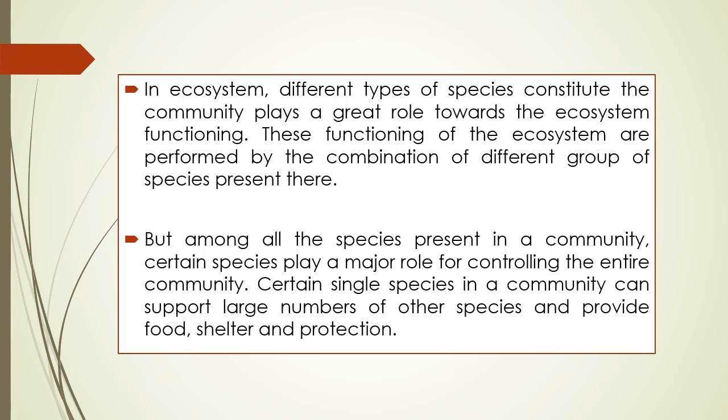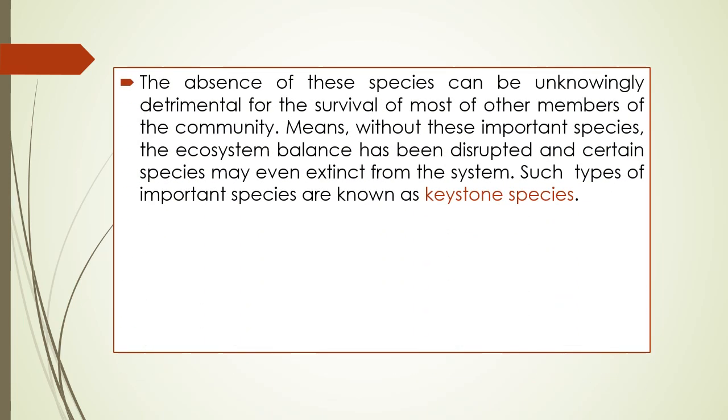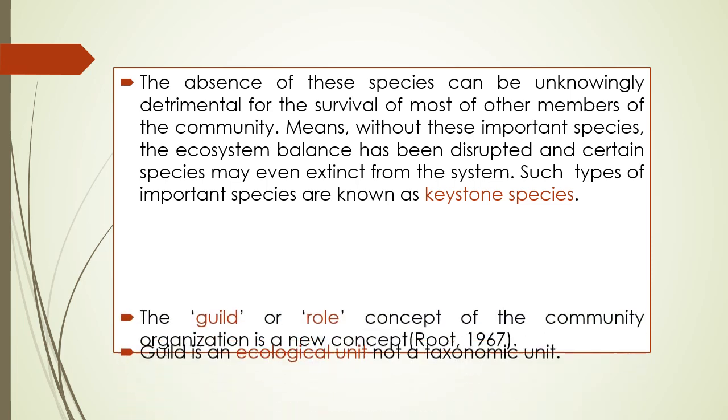Certain single species in a community can support large numbers of other species and provide food, shelter, and protection. The absence of these species can be detrimental for the survival of most other members of the community. Without these important species, the ecosystem balance is disrupted, and certain species may even go extinct from the system. Such important species are known as keystone species.